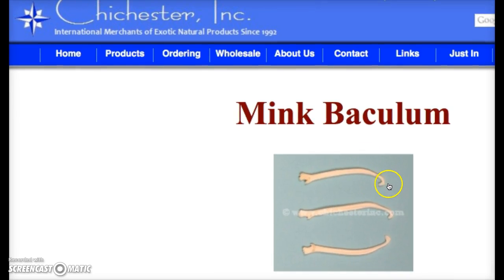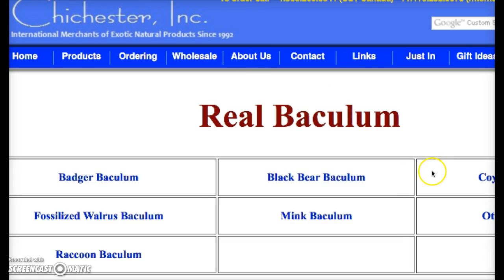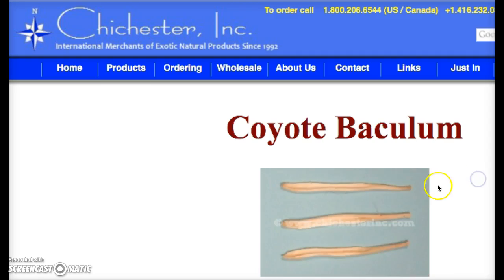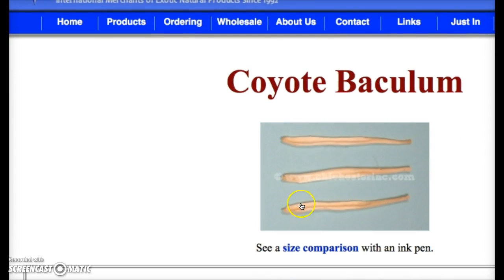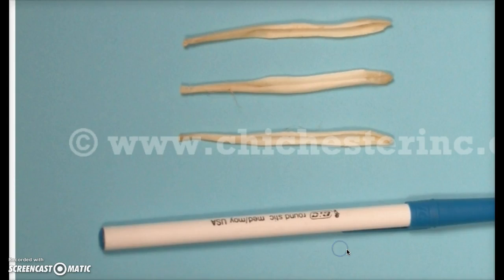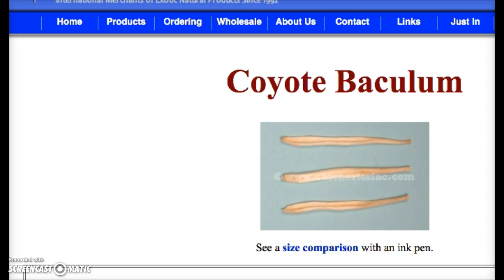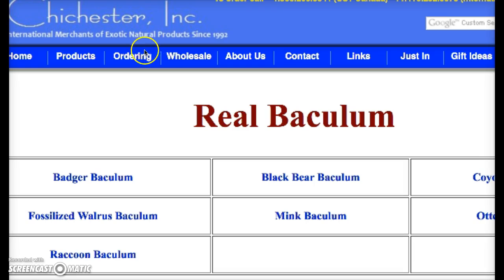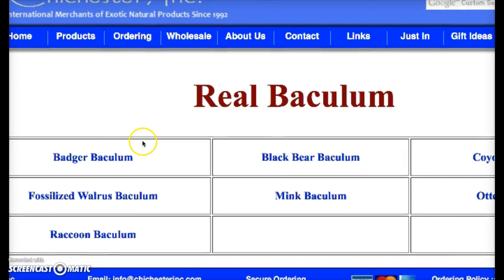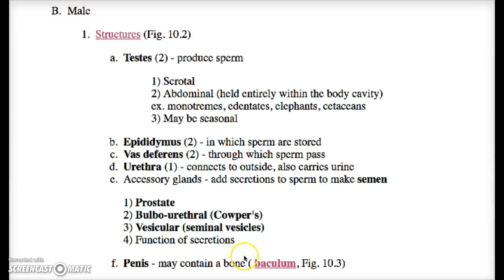The mink baculum has a hook and also has some structures at the other end. Let's see, there's the coyote, which has lots of ridges along the side. Yep. Size comparison with an ink pen. I haven't seen that one before. All right, so they're fairly complex in shape, and it turns out that a lot of the species that have a baculum also have induced ovulation.